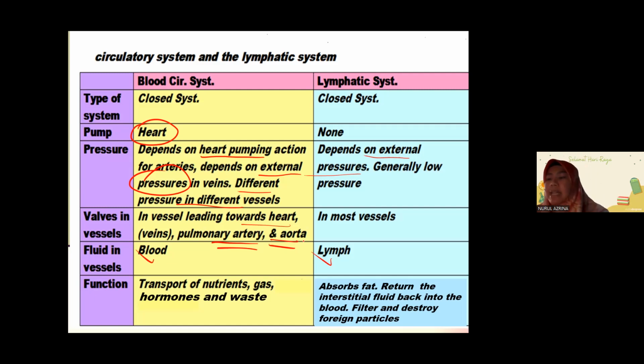Whereby the lymphatic system is basically important for absorption of fat through the lacteal, and then returning interstitial fluid back into the blood circulatory system, and also filtering and destroying foreign particles. So these are the comparisons between the blood circulatory system and the lymphatic system.